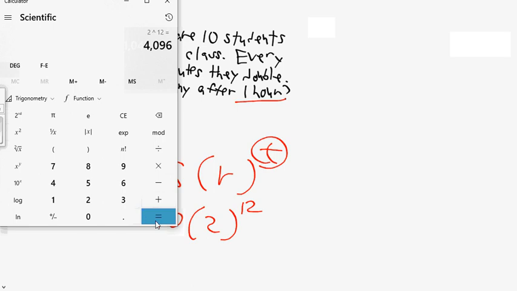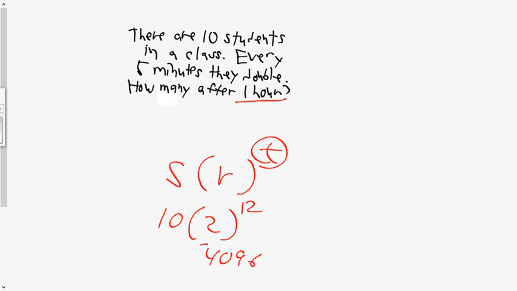4,096. Do our maths first, so I need to grab a calculator to multiply it by 10. What do you do? Just add a 0. So in standard form, you have 40,960 students.